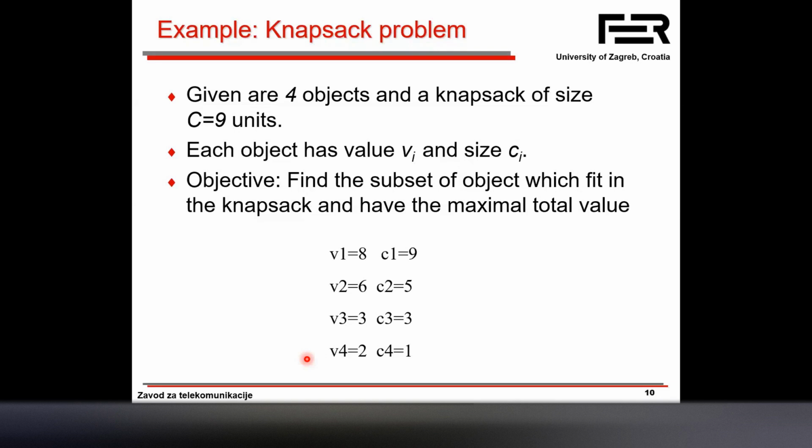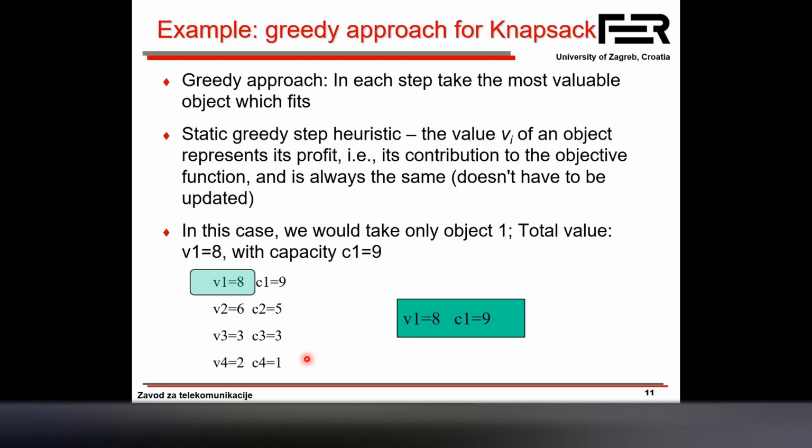So again, the knapsack problem, given that we have 4 objects and a knapsack of size 9 units. Each object has a value vi and a size ci. We're trying to decide on which objects to fit, maintaining the capacity, so we're not allowed to go over 9 units, but we want to maximize the total value. If we take a simple greedy approach where in each step we simply take the most valuable object, that would be our greedy step. We take the value vi of an object which contributes most to the objective function. So in this case, we would first pick object 1 because its value is 8.